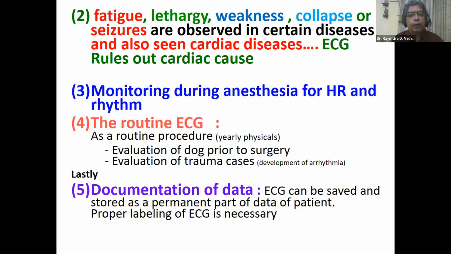Now, the ECG is also recorded for routine purposes such as yearly physicals, then evaluation of the patient prior to surgery for cardiac fitness for anesthesia, then evaluation during trauma cases. Lastly, documentation of the data. The ECG is a vetero-legal document and therefore has to be saved and stored as a permanent record of the patient's health. Therefore, its proper labeling along with the patient's details and the date and time of its recording is highly essential.